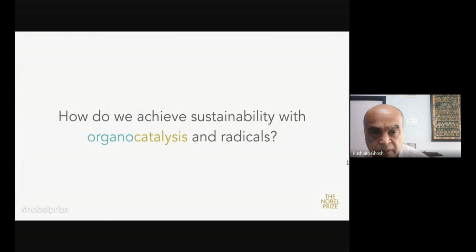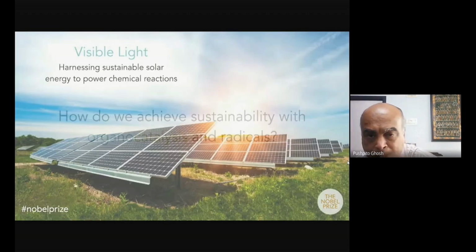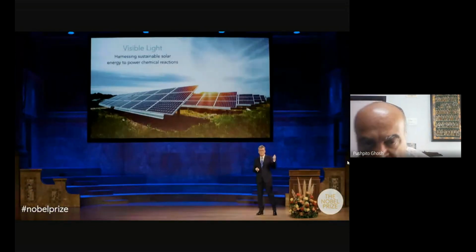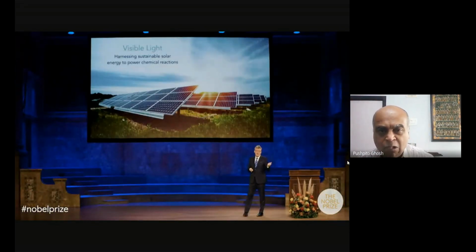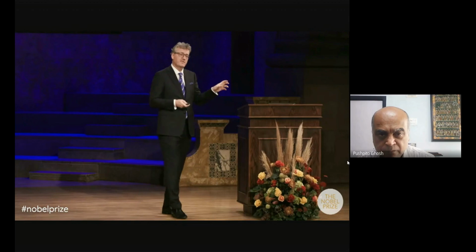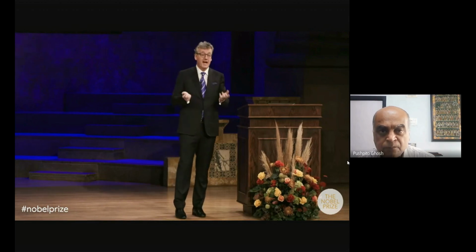In this context, we became really excited about being able to harness visible light with organocatalysis. Now, harnessing visible light is something that inorganic chemists have been working on for almost 3 decades. The idea here was to try and harness the light that comes from the sun and use that as energy to power the planet. We became interested in the idea of taking that knowledge that they had developed and then transporting it into the organic world.